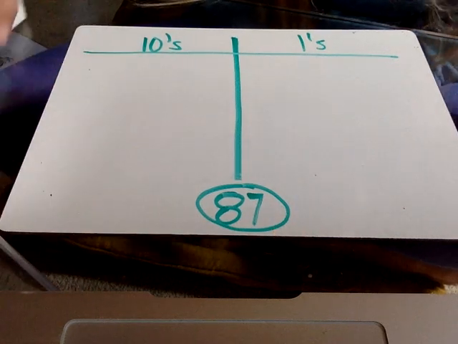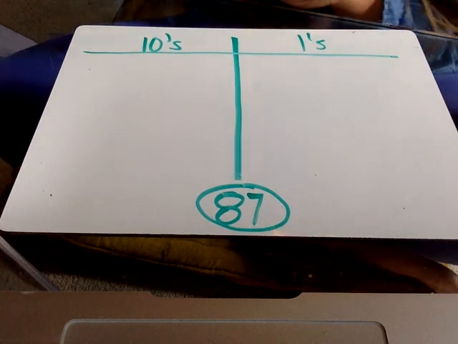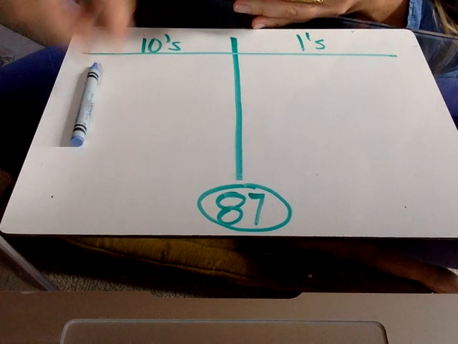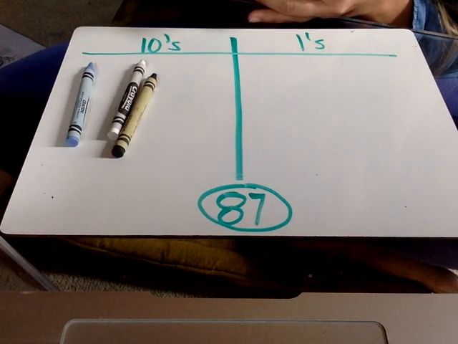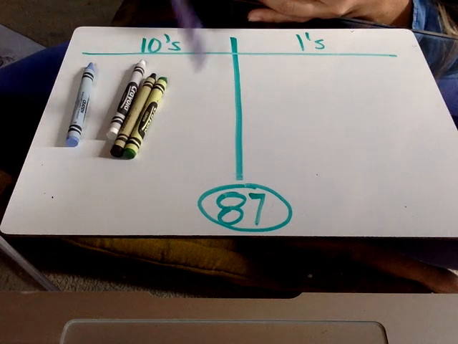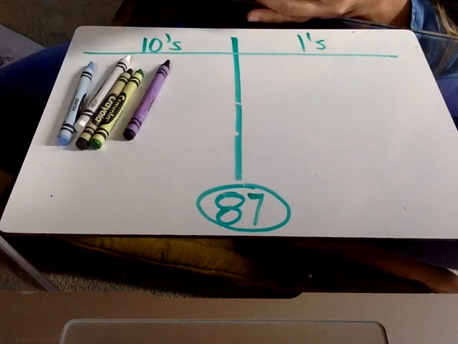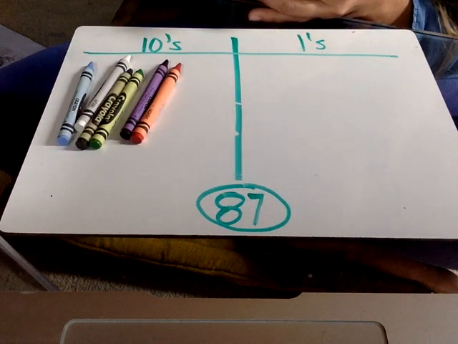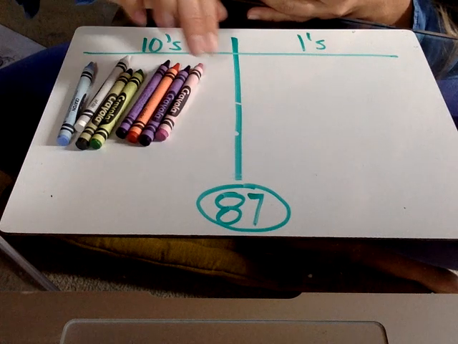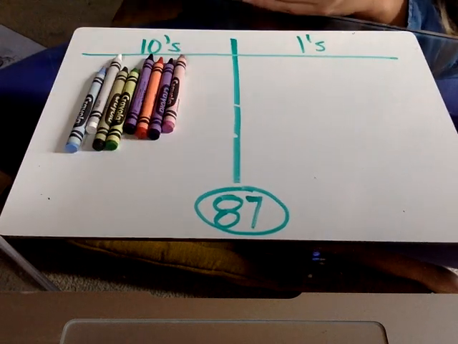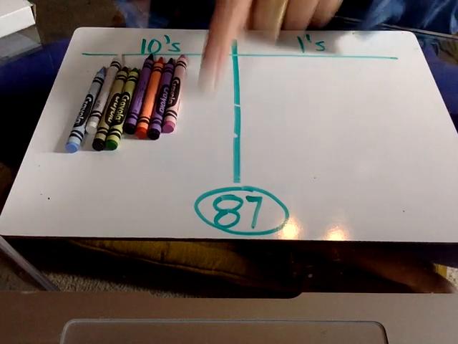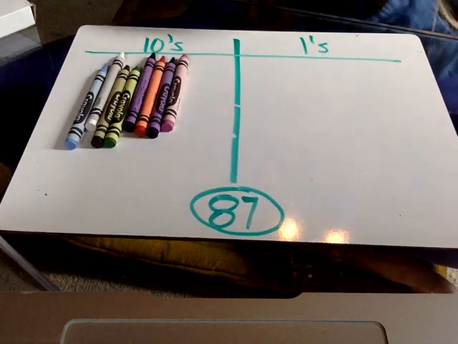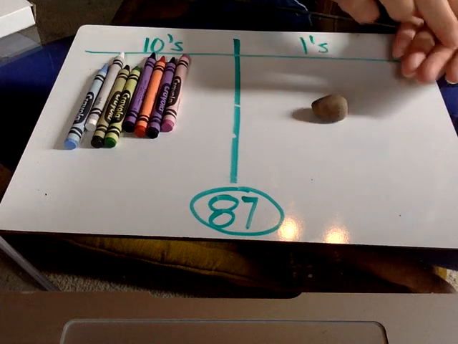That's right. We've got 8 tens, right? 10, 20, 30, 40, 50, 60, 70, 80. So there's my 80 for my tens. And how many ones do I need? 87. I need 7 ones.